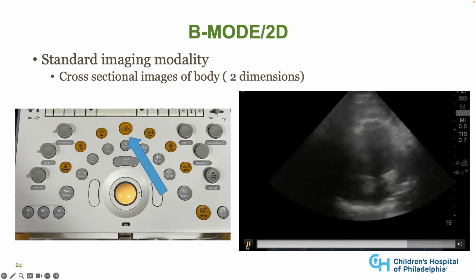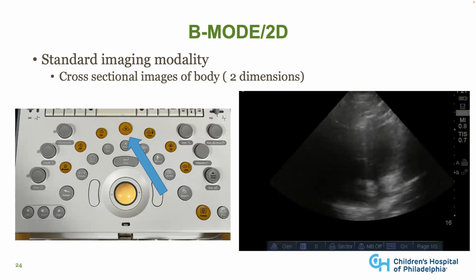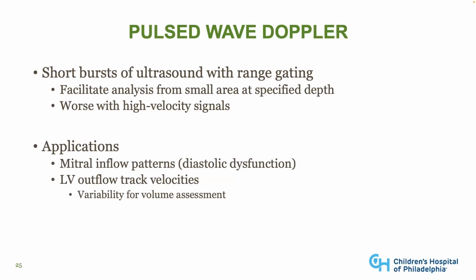So you have things that are hyperechoic, some things that are anechoic, and then you can get the depth of things as well. So those are the two dimensions that you have there. Pulse wave Doppler is a way to use short bursts of ultrasound with gating. It allows me to analyze a small area of focus at a specific depth to understand what is going on there in terms of things that may be moving.